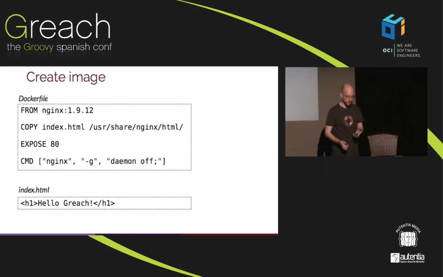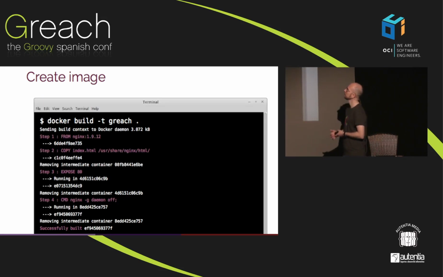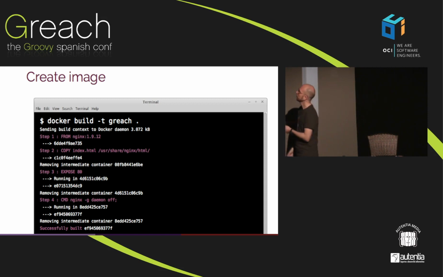So now with these two files, you can create an image with them. Docker build, -t, name of the image, Greach, and dot, because these files are in the same directory. And it will download everything if you don't have it installed locally. And the output will be something like this. Here we have all the steps and all the intermediate containers. And at the end, successfully built.